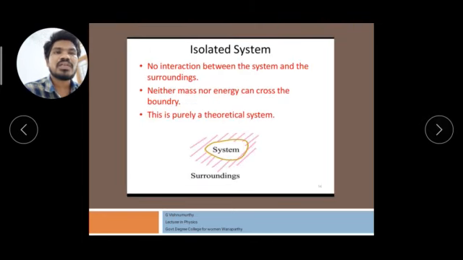And we will go to the isolated system. No interaction between the system and the surroundings. Neither mass nor energy can cross the boundary. So in this isolated system, the energy as well as the mass do not cross from system to surroundings and surroundings to system. This is purely a theoretical system. The isolated system is also called the theoretical system.